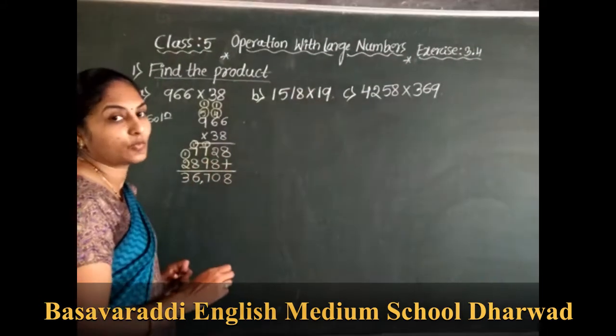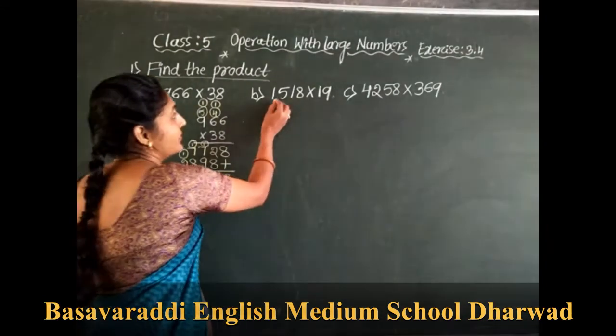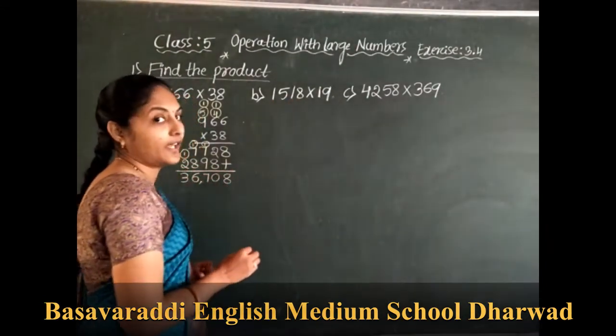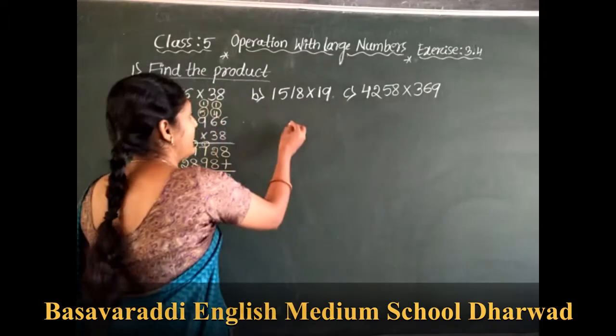Okay, next, one more problem. 1518 is the multiplicand. That's very good.